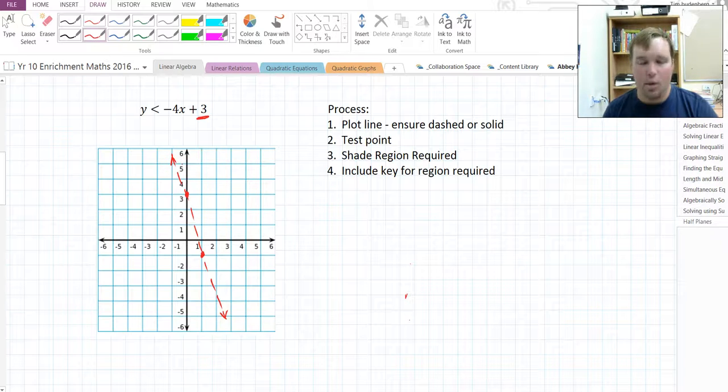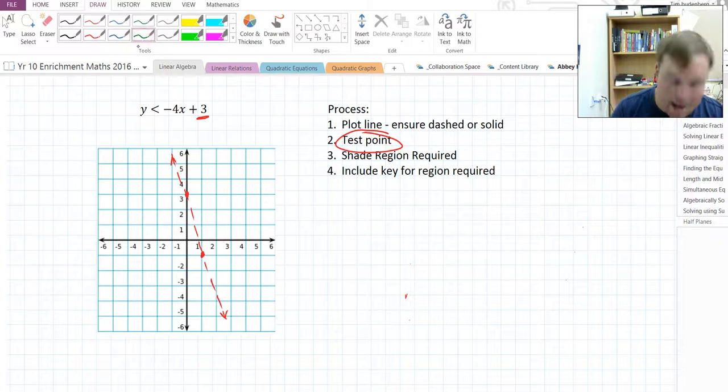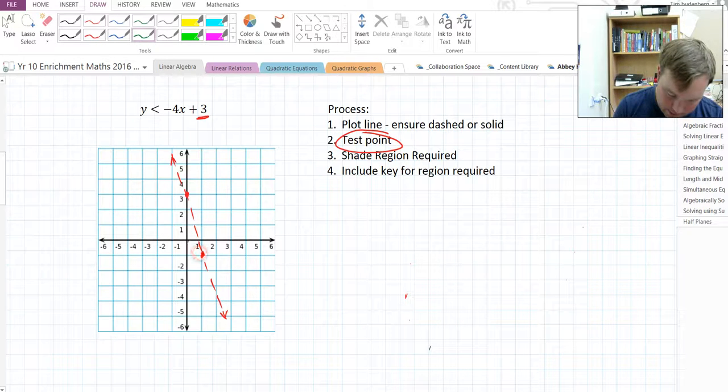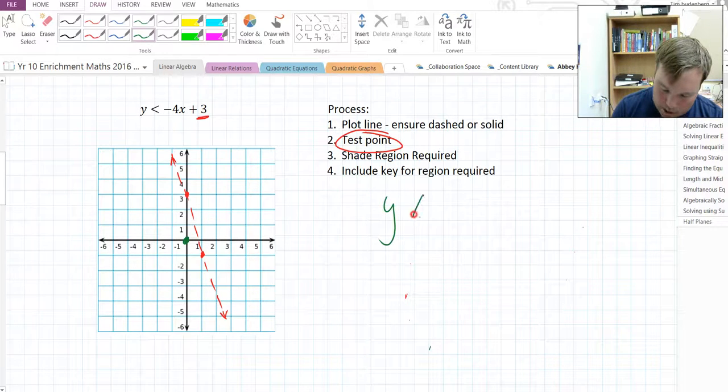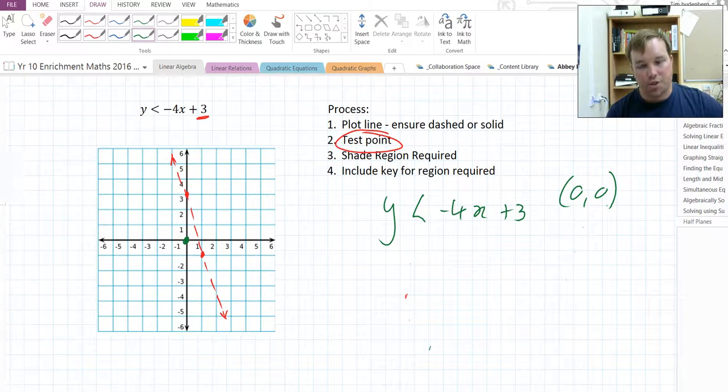Now it's a matter of thinking, well, which side of the line do we shade? Is it always above, always below? We're not sure. So instead we pick a test point. A test point is any point on the Cartesian plane. Typically people tend to use the origin because it makes life easy. So for now, let's just use the origin. Given this equation, y is less than minus 4x plus 3, if we substitute in the origin, which remember is the point (0, 0), does this equation hold true? If it holds true, that's the side we want to shade.